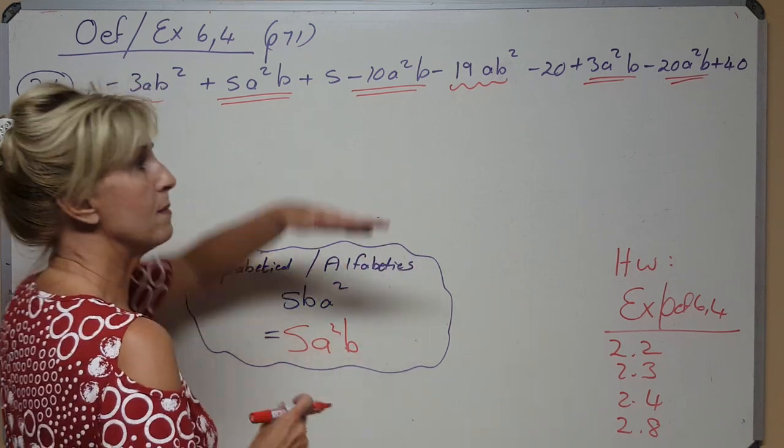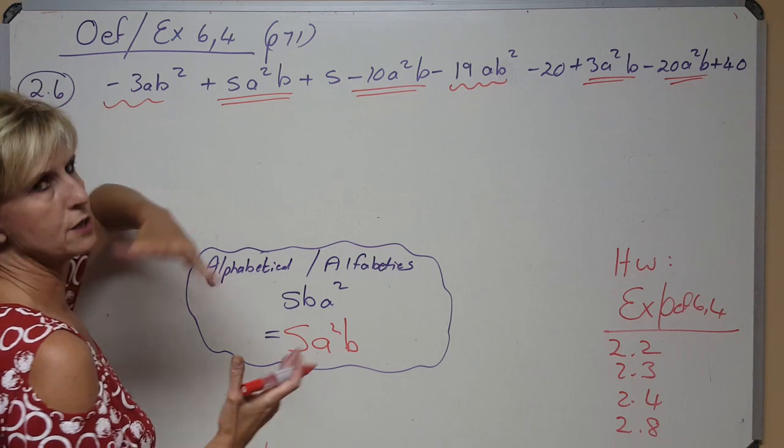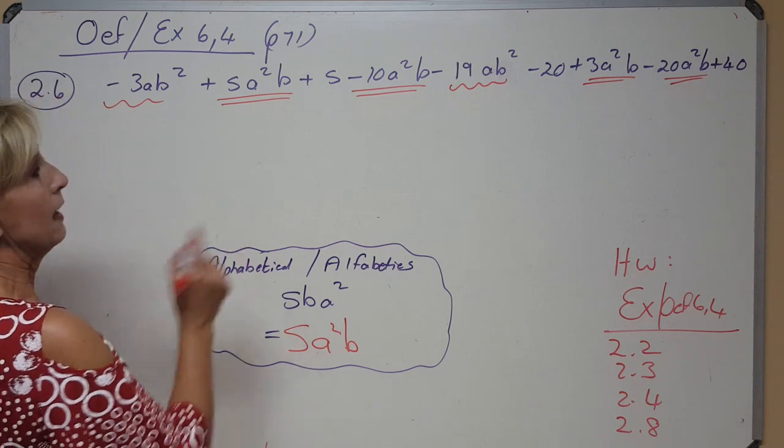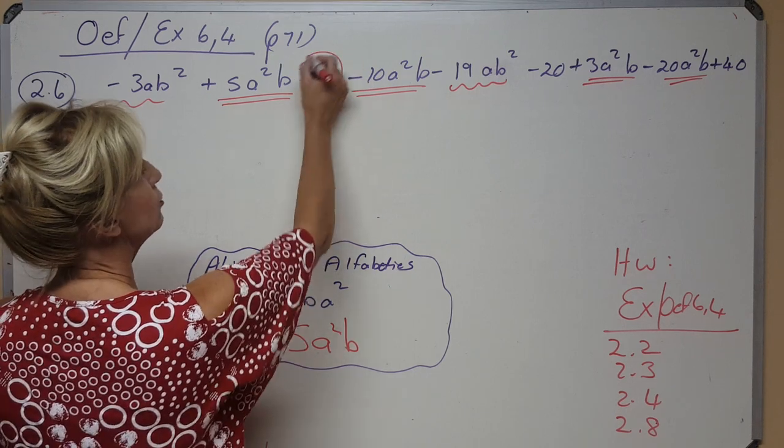Maybe use your highlight pen if you don't want to use this technique that I'm using on the board because I can't highlight. And then I've also got the plus 5. Is there something else? A constant.